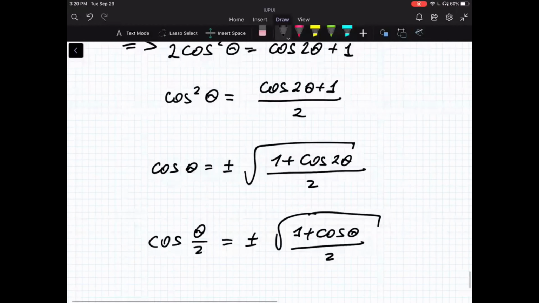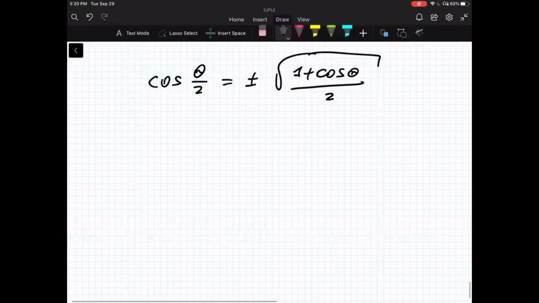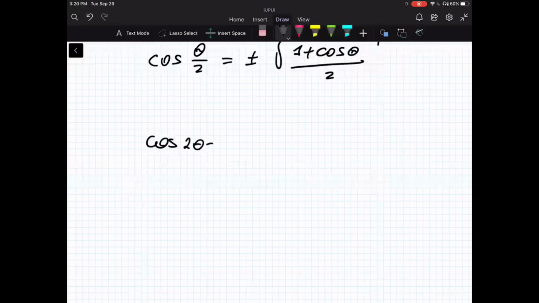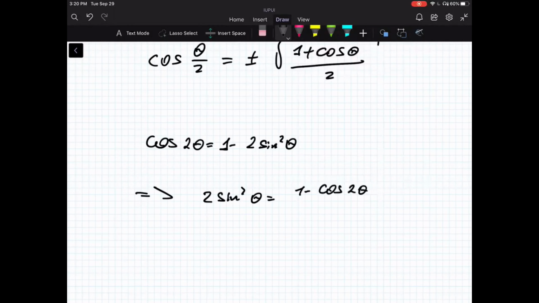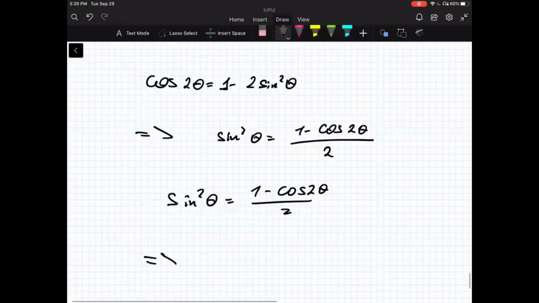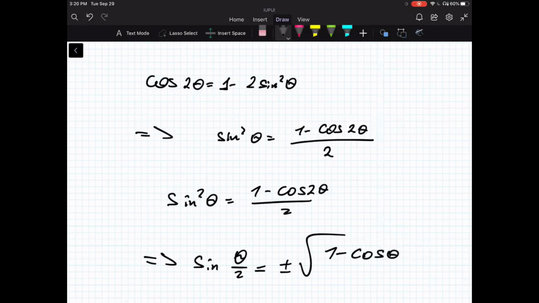This is for cosine, but the same story you can write that cosine of 2 theta is equal to 1 minus 2 sine squared of theta. And so 2 sine squared of theta is equal to 1 minus cosine of 2 theta, divided by 2, and so sine squared of theta is equal to 1 minus cosine of 2 theta divided by 2. And thus, by the same reason, sine of theta over 2 will be plus minus square root of 1 minus cosine of theta divided by 2.